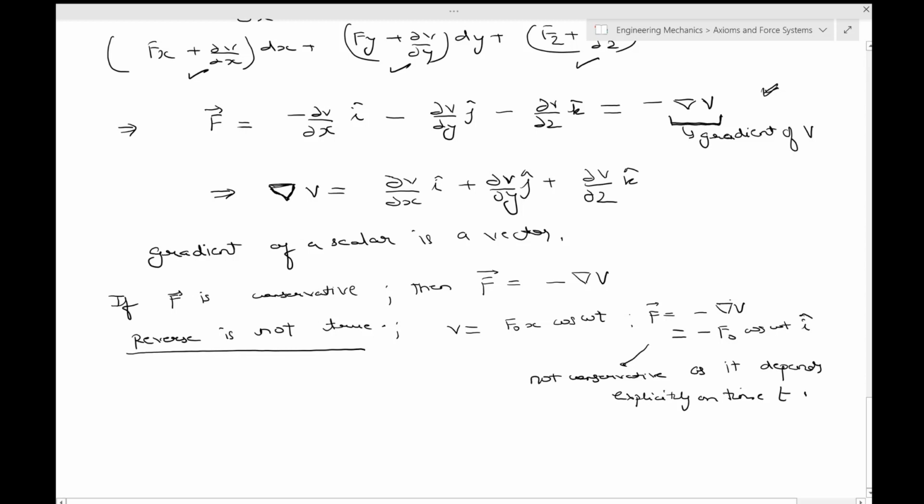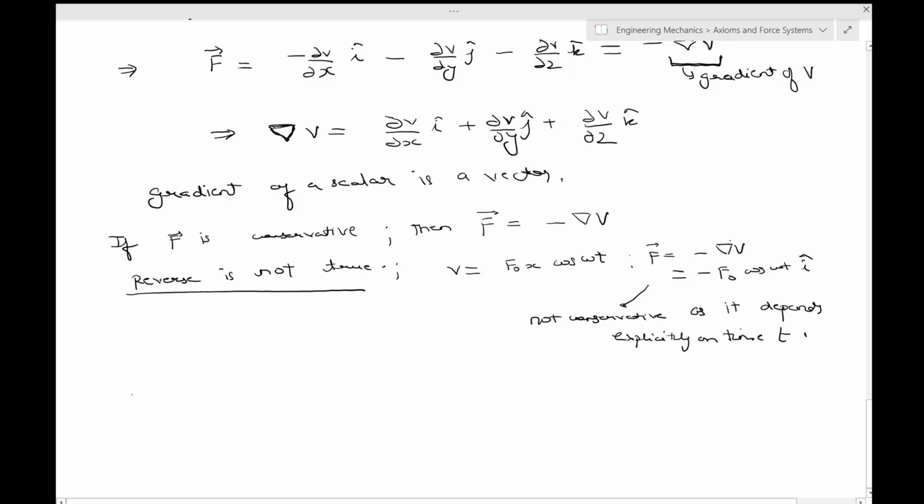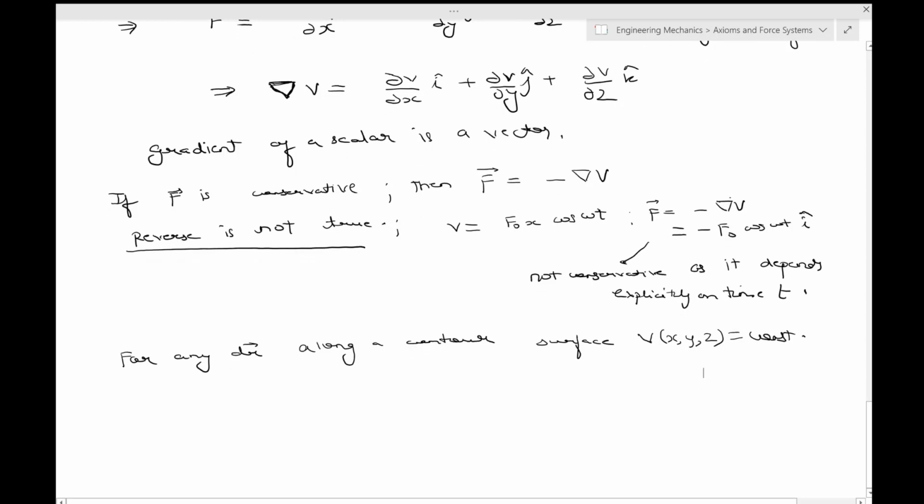Now let's take a case for any dr along a contour surface, where V of x, y, z is constant. So the potential energy, being dependent on the positions only, as it should, is a constant. Okay, so let me try to show that.